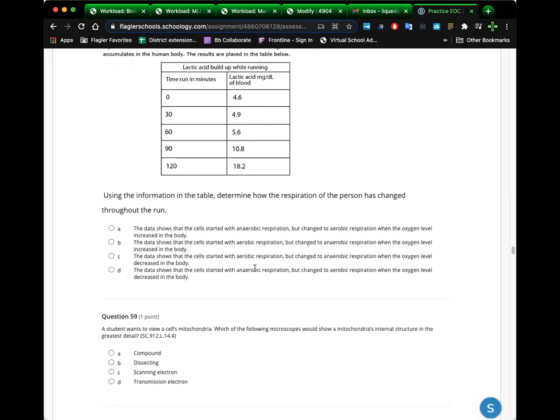So anaerobic. Two of these mentioned anaerobic. So it started with anaerobic, changed to aerobic. No, that's not right. Started with anaerobic, but changed to aerobic. Okay, so no, it's either B or C. Started with aerobic, but changed to anaerobic when oxygen levels increased or decreased? Decreased. All right, that's a tricky one because there are a lot of different parts to that.